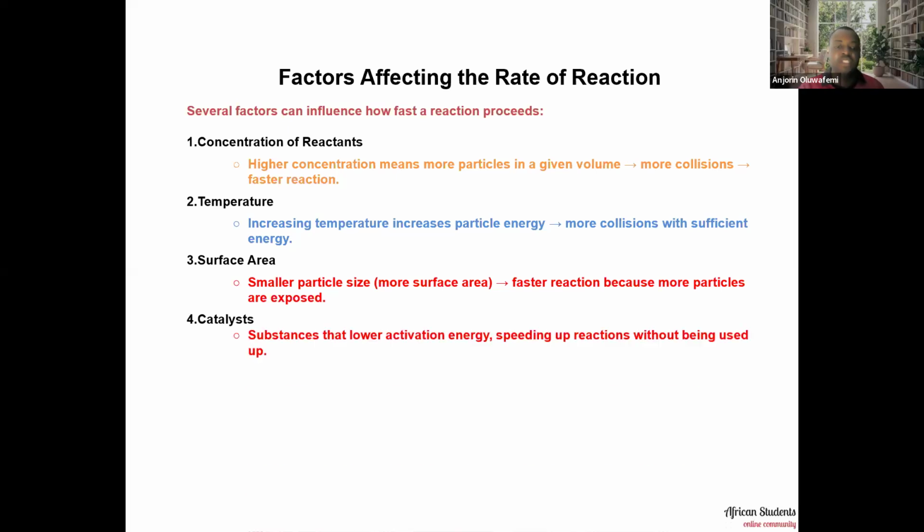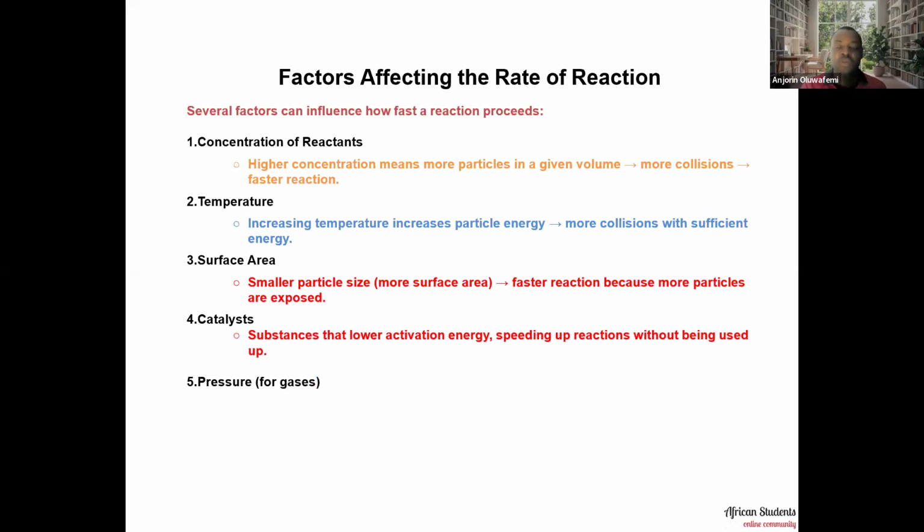Then catalyst is another factor. Substances that lower activation energy, speeding up reaction without being used up. So that's what a catalyst is. So it also affects the rate of chemical reaction.